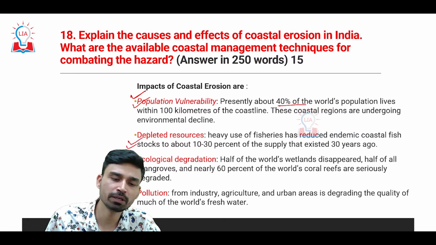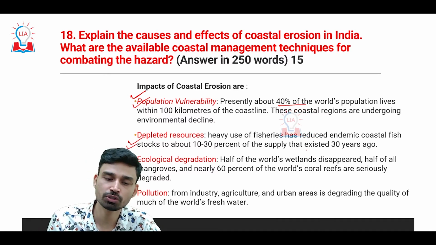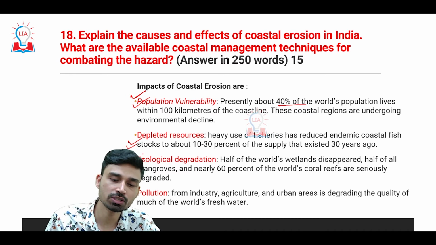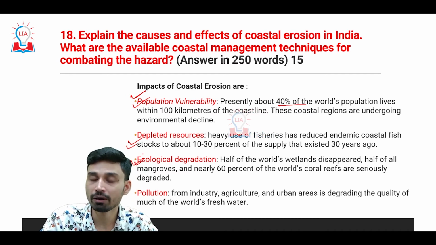Then it also leads to depletion of resources such as fishery resources, as well as other kinds of mineral resources. Fourth, it causes degradation of ecological biodiversity.